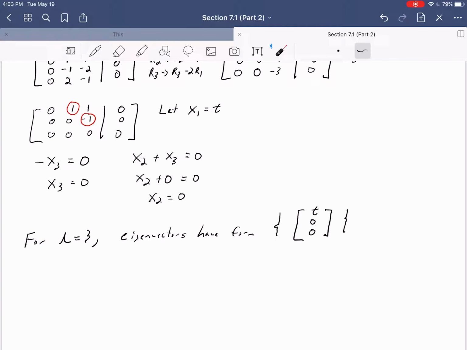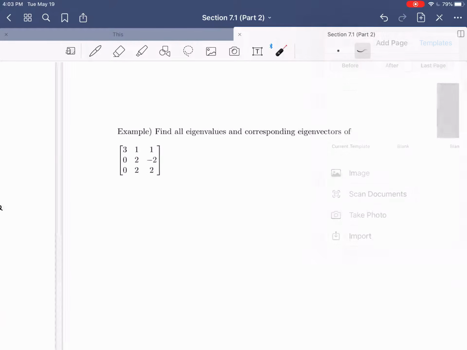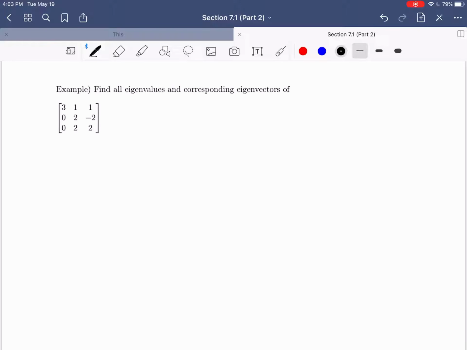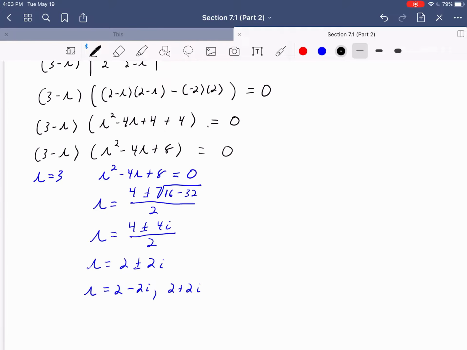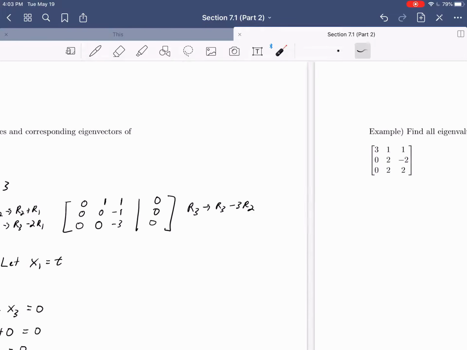So unsurprisingly, the real valued eigenvalue has real eigenvectors. As we will see, though, when we get to the complex eigenvalues, we'll have complex eigenvectors. So let's talk about one of those. For the next one, I think we said it doesn't matter which one we do, but let's do the 2 minus 2i.